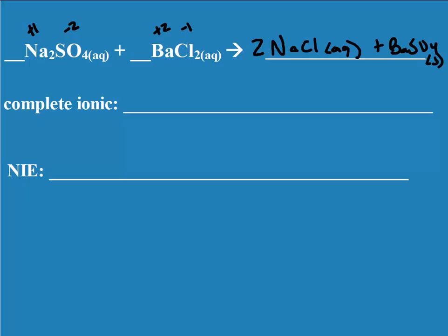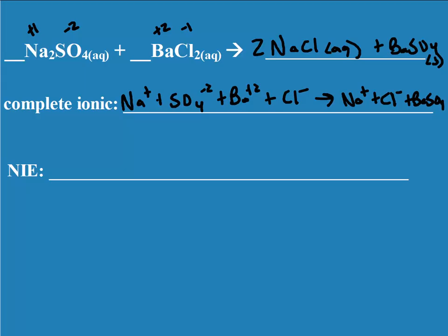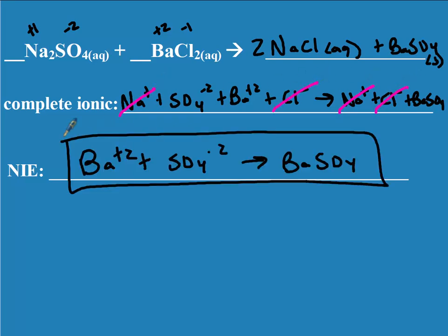All right, so now let's go and do our complete ionic. Pause the video, do the complete and net, and then restart when you finish those 2. Make sure that your net ionic is balanced. So there's your complete ionic. You could have balanced the complete ionic, but you didn't have to. So then that's your net ionic.